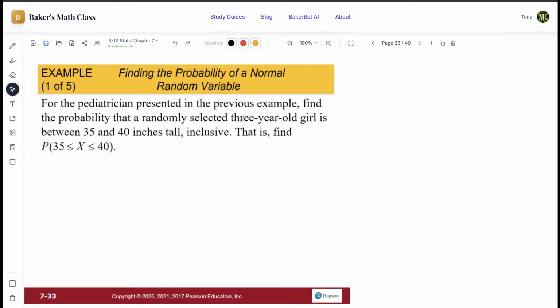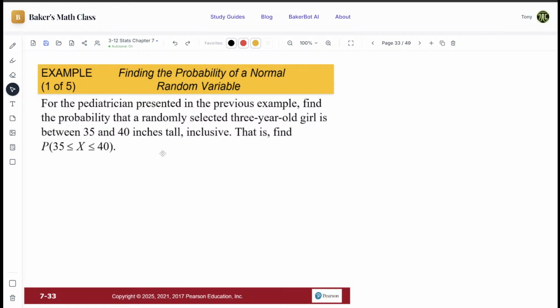All right. Find the probability that a randomly selected 3-year-old girl is between 35 and 40 inches tall. I have to see something before we do this problem, because I know they don't use a table. I want to know exactly what answer they get. I just want to make sure I get an answer that's the same as theirs.